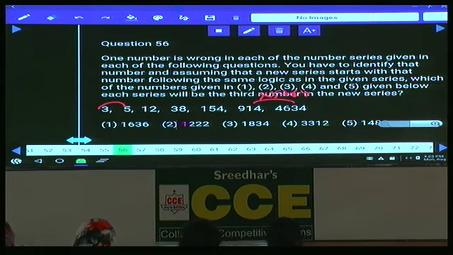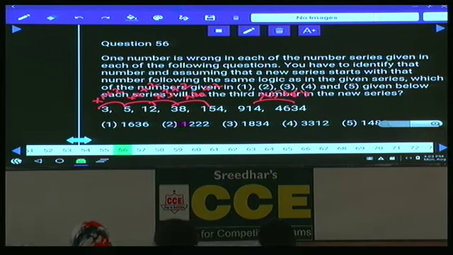Then check out the other numbers here. Now 3 into 1 plus, what is the difference here? Into 2. Now 5 into 2, 12. 12 plus 2 is 10 plus 2 is 12. 12 into 3, 36 plus 2. Here it is into 2 plus 2, into 4 plus 2. Into 4 plus 2 is 152 plus 2, 154.